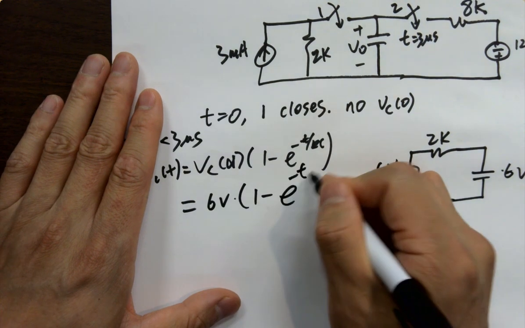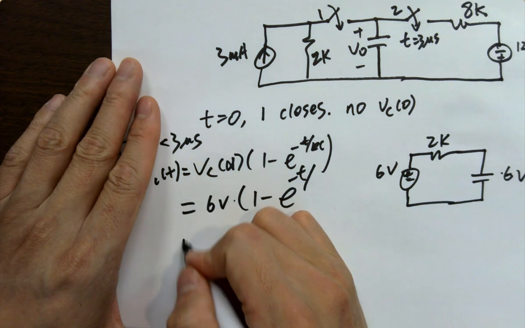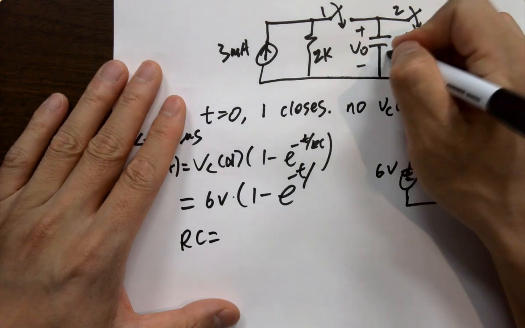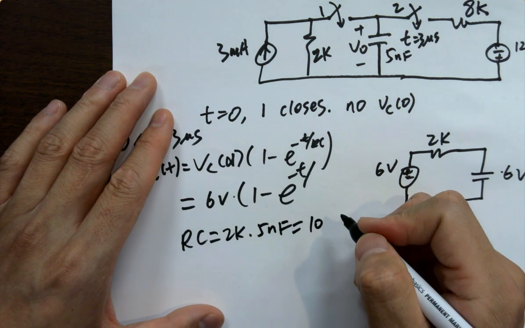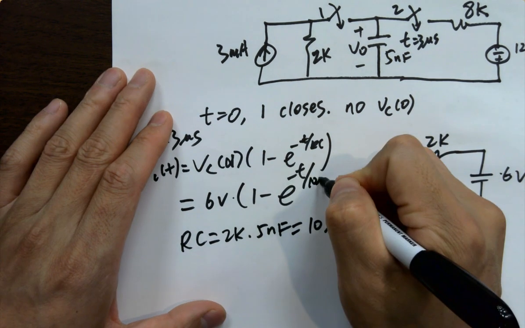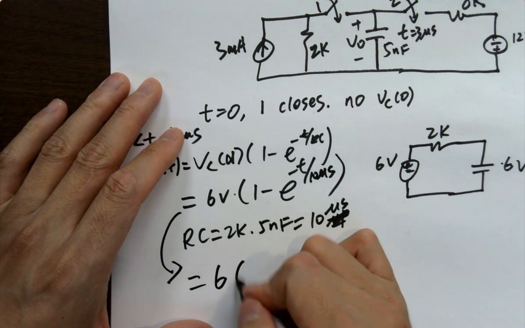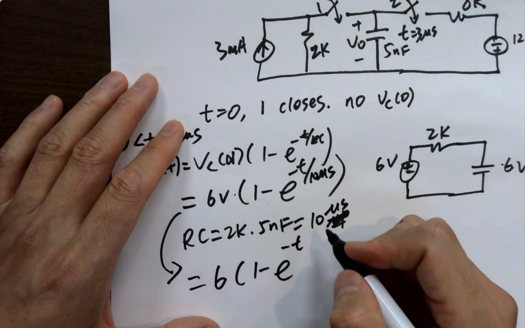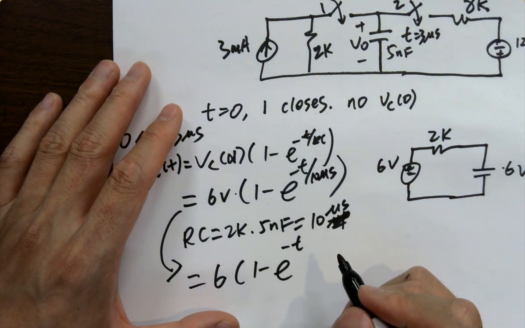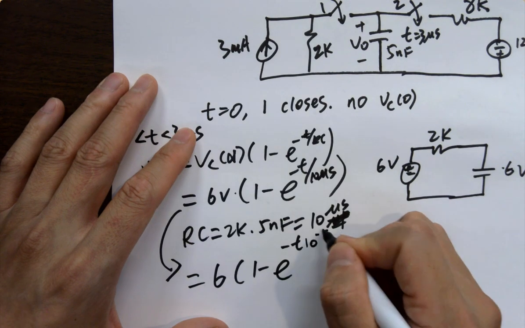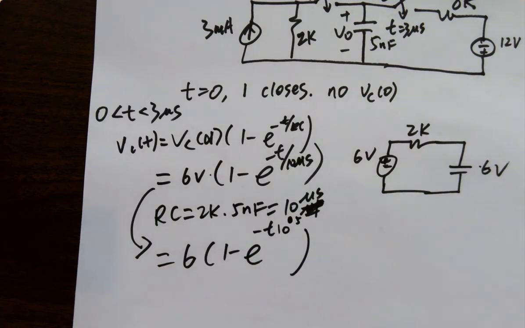1 minus e to the minus t over RC. So what is R in here? Just this R. What is C? Just this C, right? So RC equals 2K times 5 nanofarads, which is 10 microseconds. Sorry, 10 microseconds. And this equals 6 times (1 minus e to the minus t over 10 microseconds). Because if you flip this to the top, you're getting 10 to the 5th. Is this correct? Yeah. I just told you the answer.